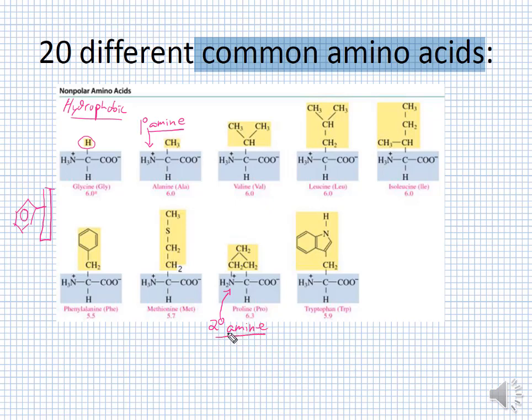And had you done the chromatography lab that was scheduled, you might have seen, and I won't get into the details, that proline, because it's a secondary amine, reacts differently than all the other amino acids.